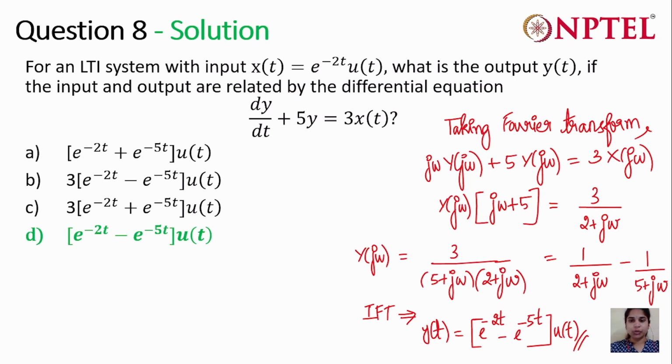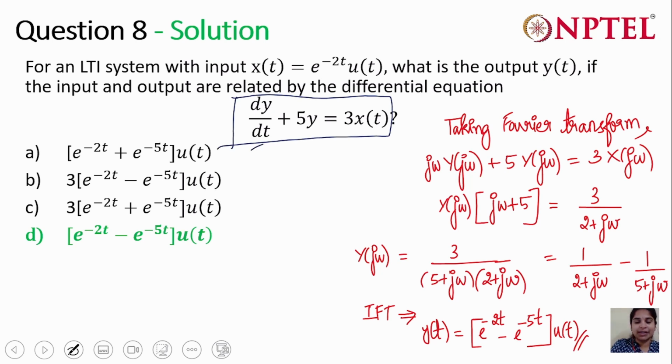Basically, what we are doing is we are taking the Fourier transform. So if I take the Fourier transform of this differential equation, dy by dt means it is j omega into y of j omega plus 5 into y of j omega is equal to 3 into x of j omega. We have to find y, right? So what we will do is we will keep y of j omega on one side. So y of j omega into 5 plus j omega will be equal to 3.